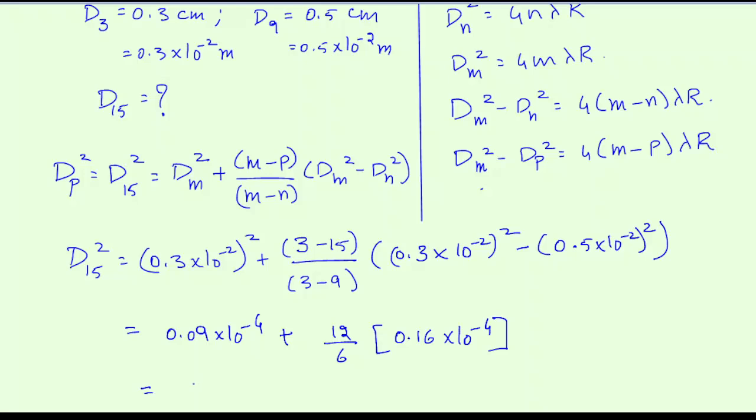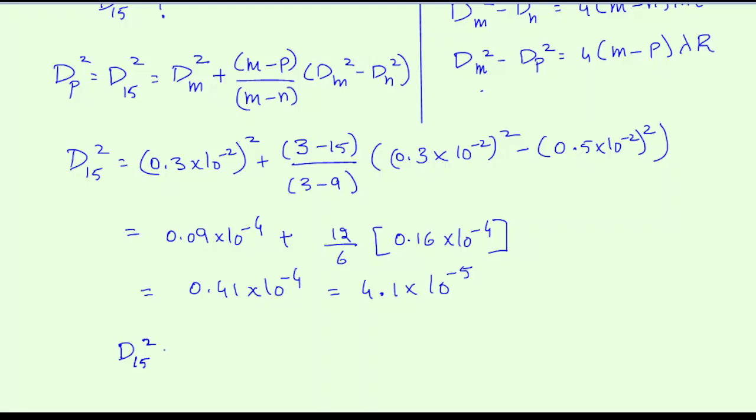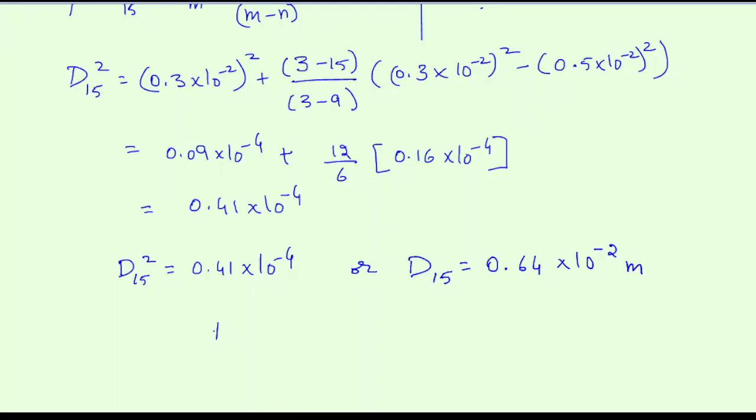So if we solve this, we get 0.41 into 10 to the power of minus 4. So D15 square is 0.41 into 10 to the power of minus 4, or D15 becomes, if you take the square root of that, 0.64 into 10 to the power of minus 2 meters. That is, D15 is 6.4 into 10 power minus 3 meters, or in millimeters you can write 6.4 millimeters.